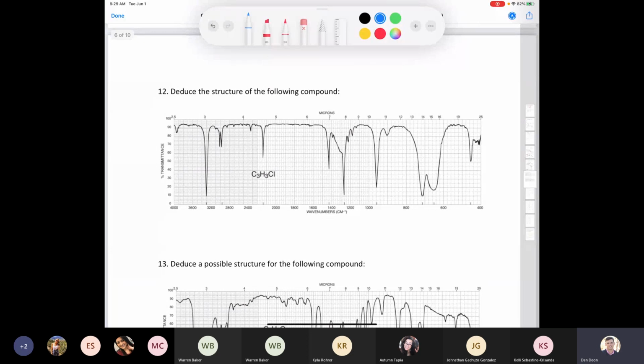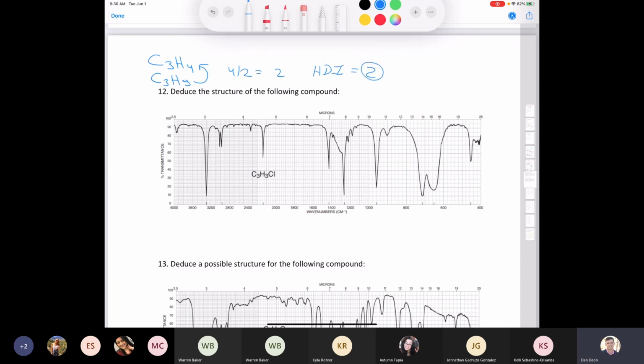Deduce the structure of the following compound. We have C3H3Cl. Remember that halogens are just like hydrogens in terms of the HDI, so this is as if you had C3H4. What would C3 be if it was totally saturated? It'd be 2N plus 2, so that'd be C3H8. If you take 8 minus 4, you get 4, and 4 over 2 gives you 2. So the HDI for this compound is equal to 2.